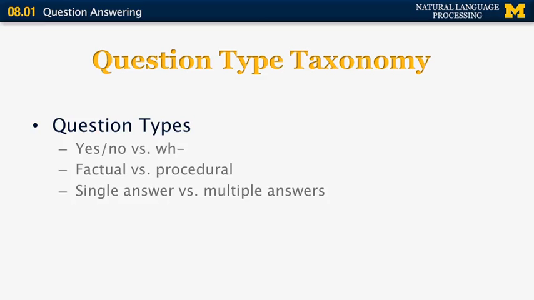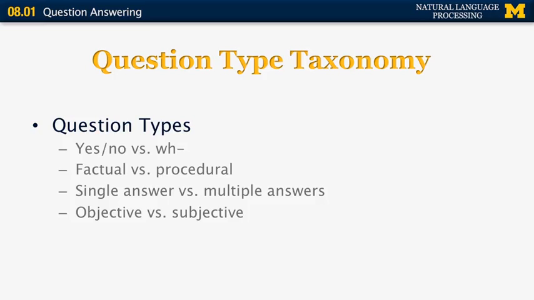So for example, if I ask what's the state flower of Oklahoma, I'll get one answer. But if I ask a question, for example, who are the representatives from the state of Oklahoma, I will have to get, by definition, multiple answers. So if I ask which states were the first to sign the US Constitution, again, I will get multiple answers. Another dimension is between objective and subjective questions. So for example, if you ask which movie won the Golden Globe, you will get an objective answer, versus if you ask what was the best movie of the year, you're probably going to get a subjective answer.